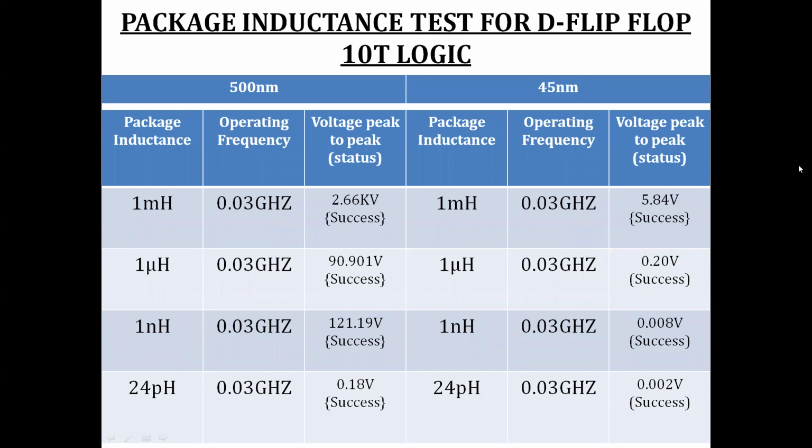Then we examined the power supply noise of different package inductances at the same operating frequency for both technologies in the 10T CMOS D flip-flop. As per the result, we see the output for all the different package inductances at the same frequency for both technologies indicates success due to using fewer transistors. When we reduce the number of transistors, the current is also reduced, and if the current is reduced, the supply power noise will be reduced.